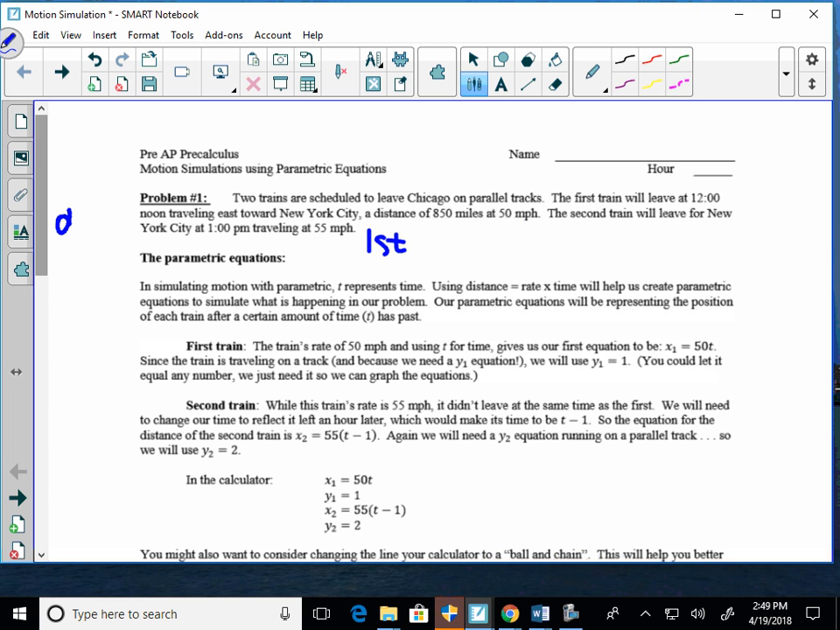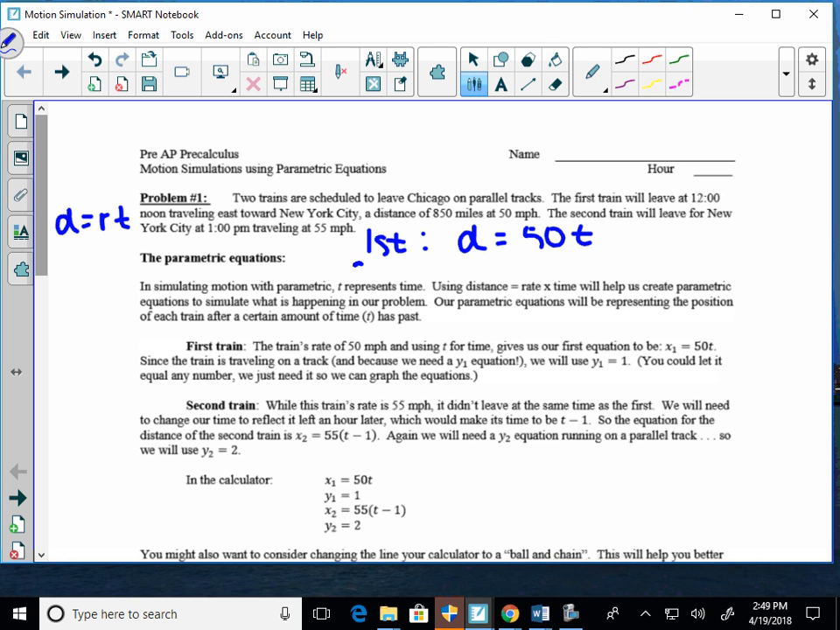So, your first train, we know, hopefully, that distance equals rate times time. The first train is going 50 miles per hour. I'm going to go ahead and leave this as D, not 850, because I'm setting up my parametric equations next, and I need that to be my x sub 1. So D equals 50 times T.